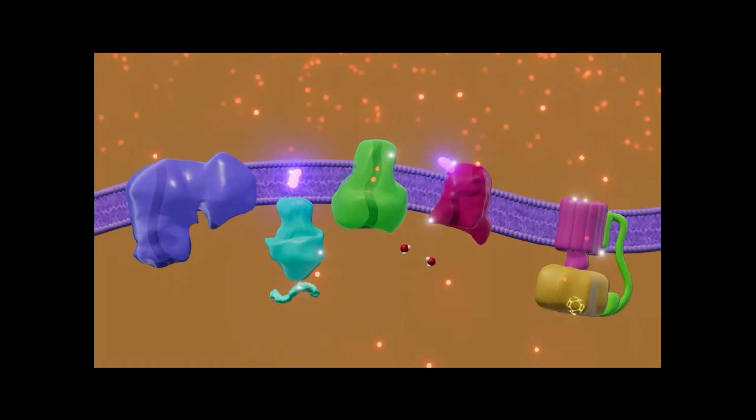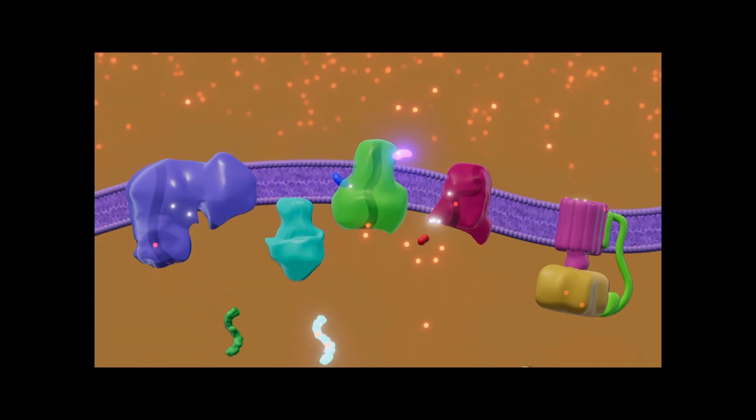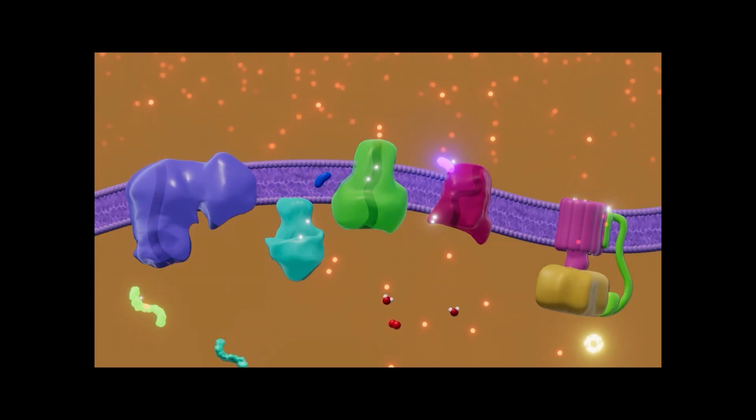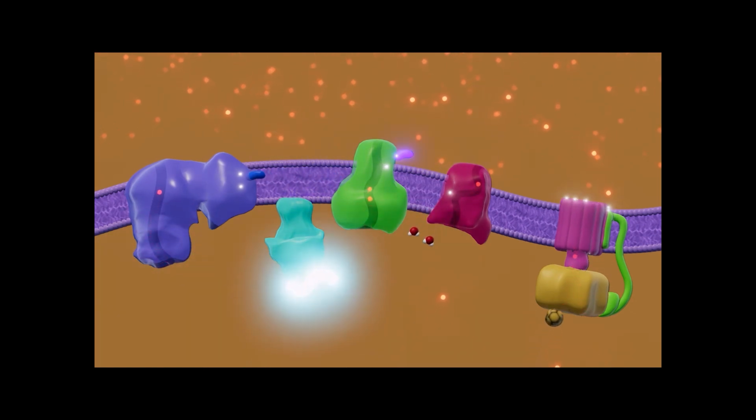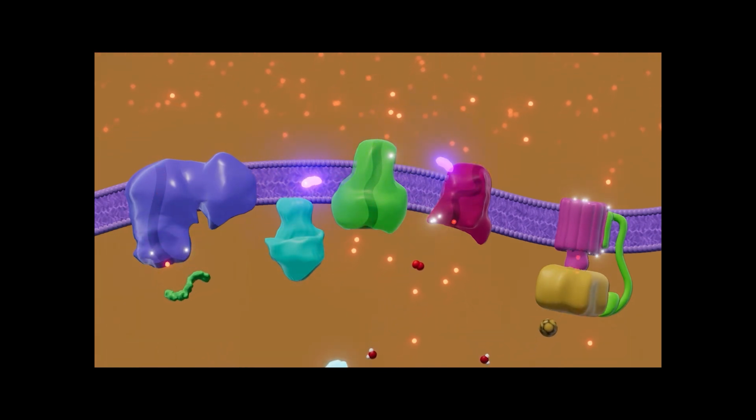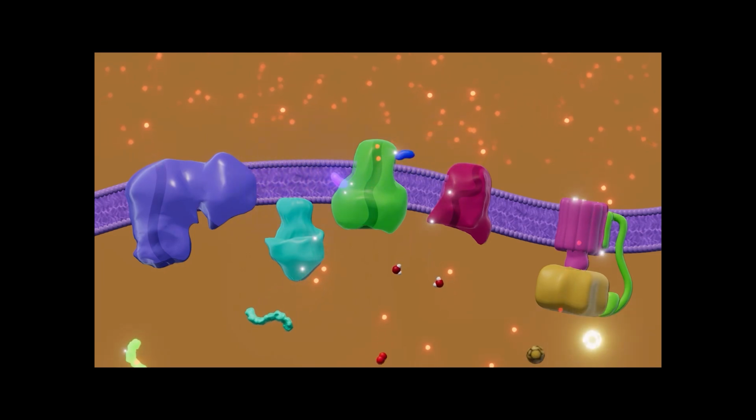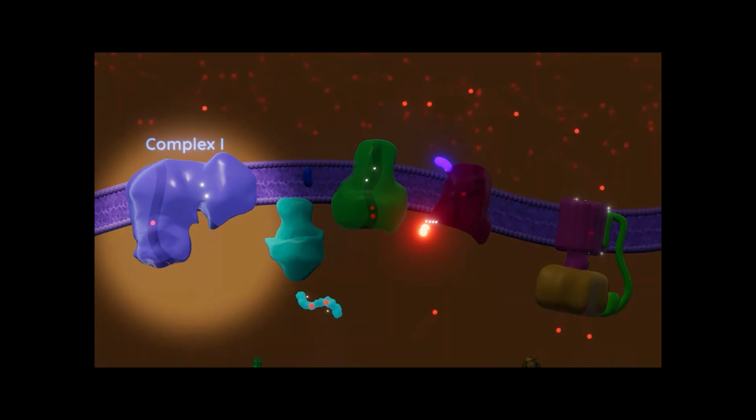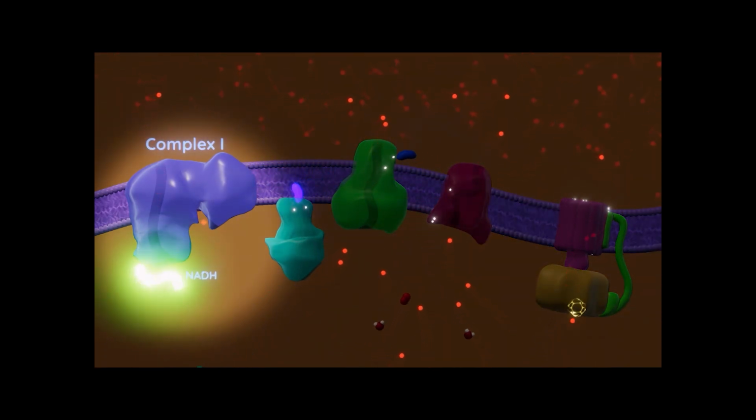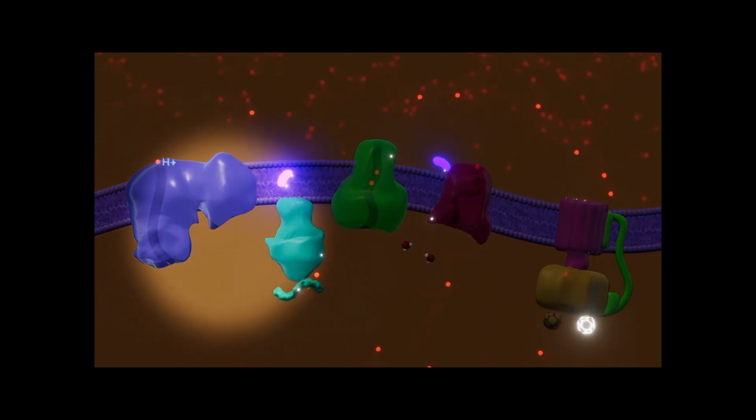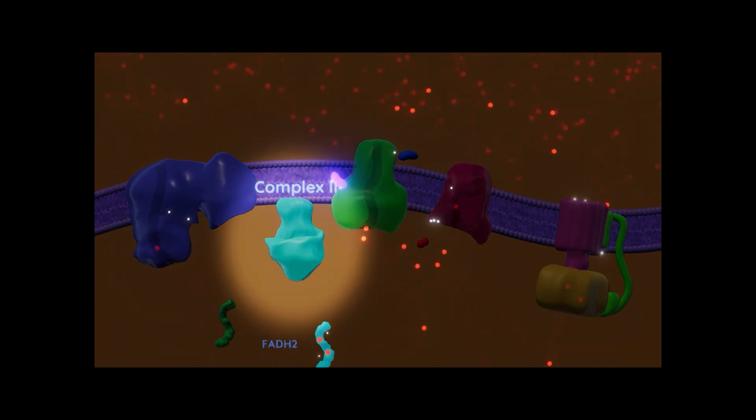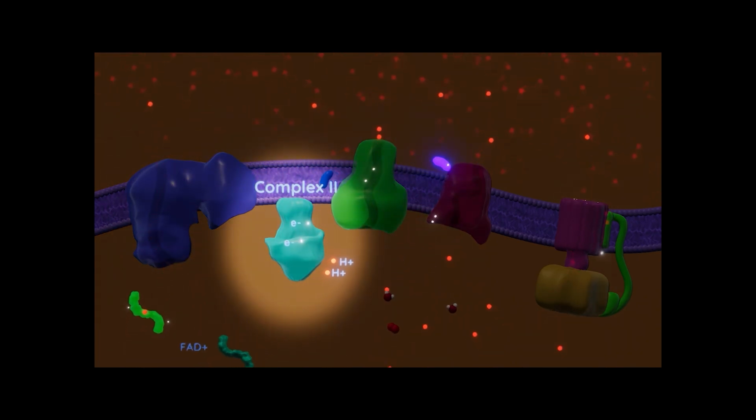The electron transport chain produces the most ATP of any phase of cellular respiration by transferring electrons from one protein complex to another via a series of redox reactions. The process begins with NADH transferring its electrons to complex 1. Then FADH2 transfers its electrons to complex 2.